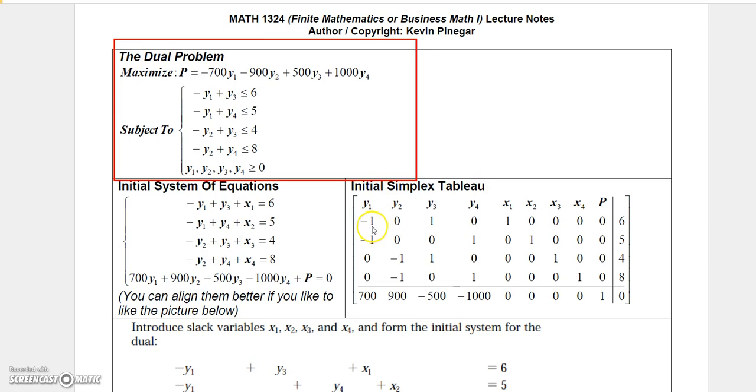So you can freeze the video if you need to, and just verify that I put these in the right place. But I'll go over just the first couple of rows. The first equation is minus y1 plus y3 plus x1 equals 6. The second equation is minus y1 plus y4 plus x2 equals 5. And then you can confirm the next two. And the last equation is 700y1 plus 900y2 minus 500y3 minus 1000y4 plus p equals 0.